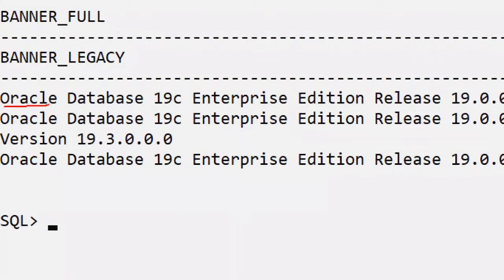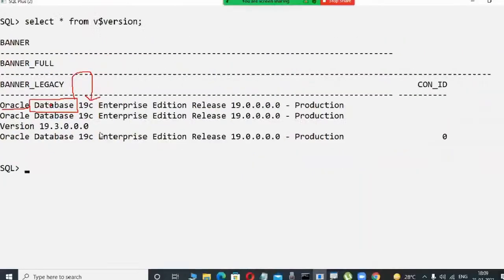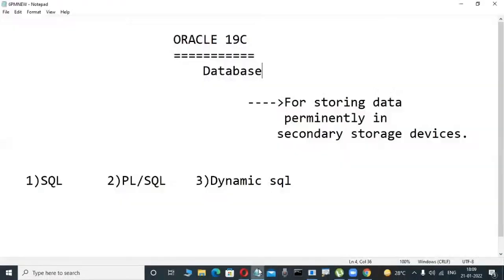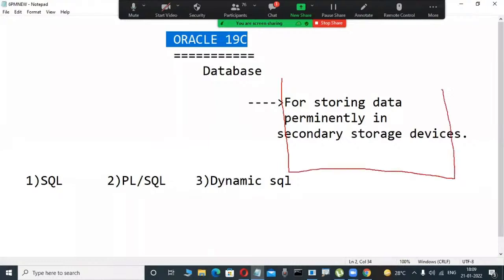Oracle is a product from Oracle Corporation. But what type of product is it? A database product. The version we are learning in our course is 19C, a version of this database product. What is this database? Once we install the Oracle software, some place is automatically created on the disk. In this place, we permanently store data.